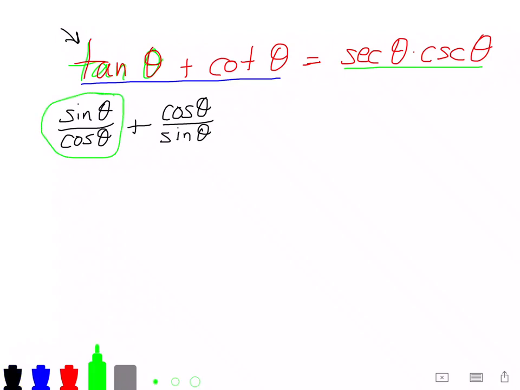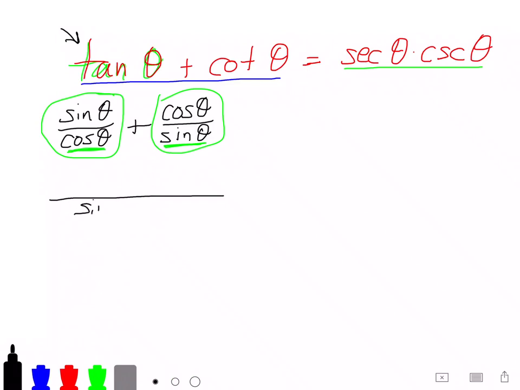This one here has a denominator of cosine. This one here has a denominator of sine. I need a common denominator, and that denominator is the product of the cosine and the sine. So I'm going to write that next. Here's my common denominator, sine of theta times the cosine of theta.